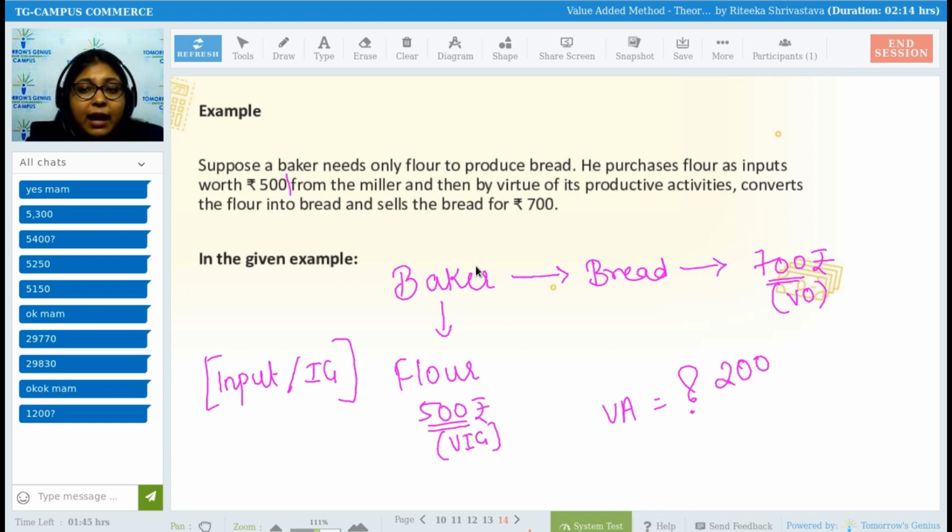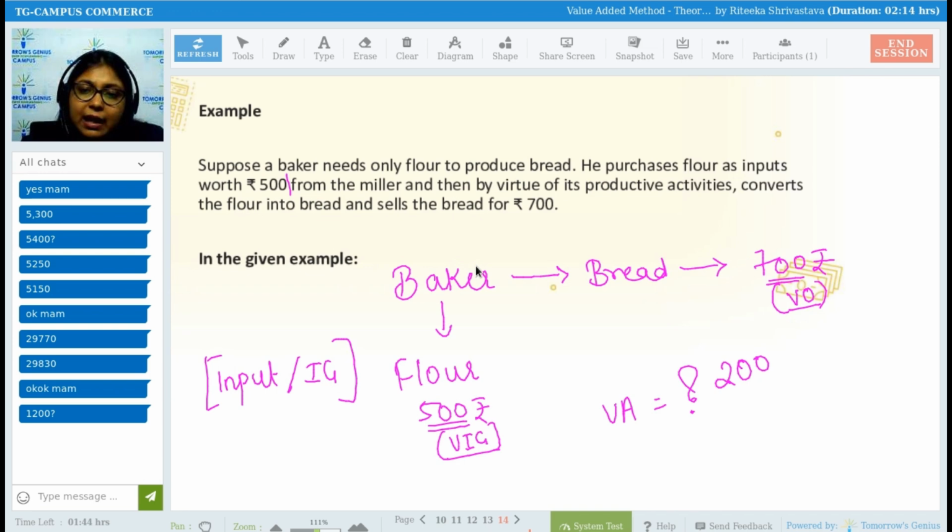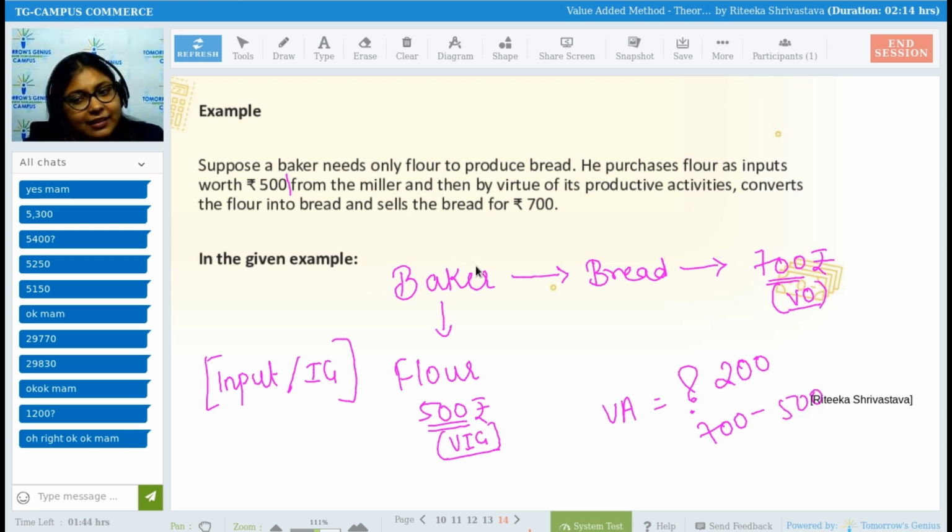Value added is value of output minus value of intermediate goods. See, value of output minus value of intermediate consumption or intermediate good. So here the value of output was 700 and value of intermediate good is 500. So you get the answer as 200. That's it. You don't have to count the different things. You just have to count the final value.